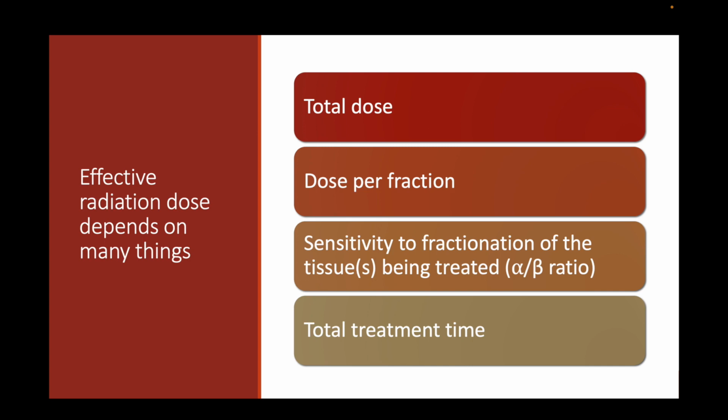We're extrapolating based on different experiments that have been done, different mathematical models, and these are all things that have been derived by people that are much smarter than I am. But I'm just trying to very simply convey my understanding of what plays into the effective radiation dose, or the biologic equivalent dose that we're actually giving to the tissues that we're treating. To keep it very simple, a lot of things matter, but the total dose, the dose per fraction, the sensitivity to fractionation of the tissues being treated, and the total treatment time.